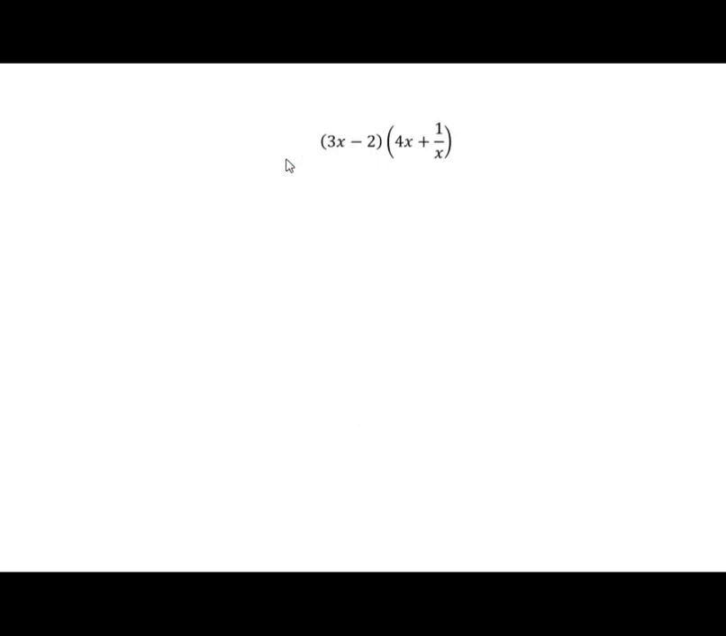Now let us consider another type of example where they have asked us to differentiate the given expression. As you can see, we have two brackets which we need to expand. So let us expand it one by one. So starting with 3x times 4x. So 3x times 4x gives us 12x square. So we have got the first term as 12x square.